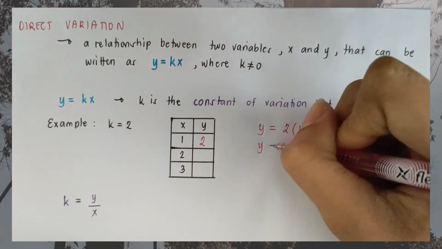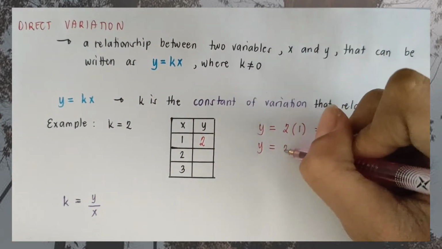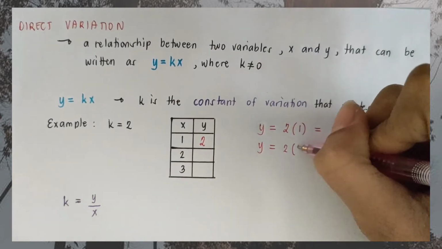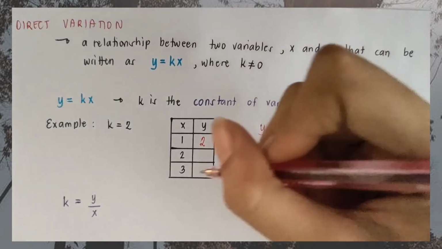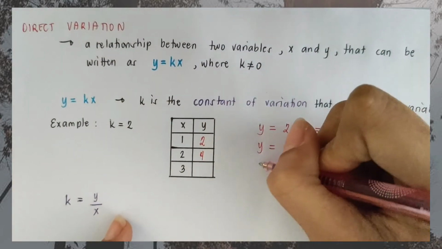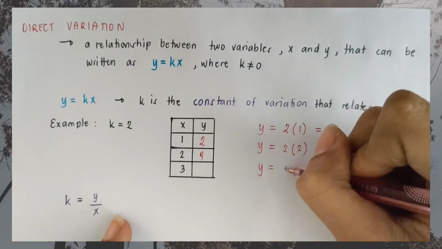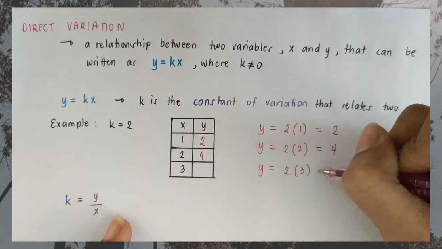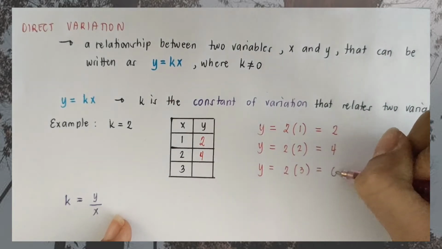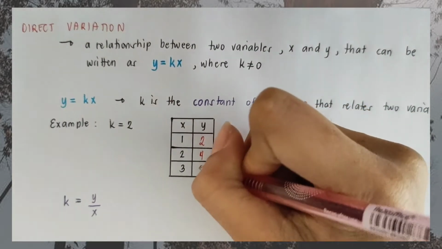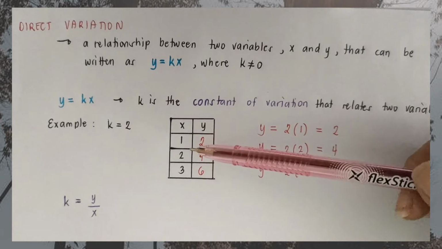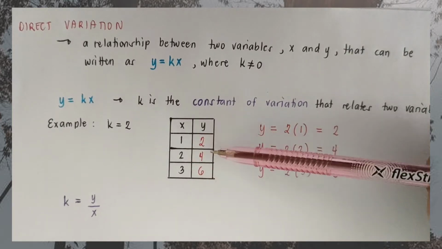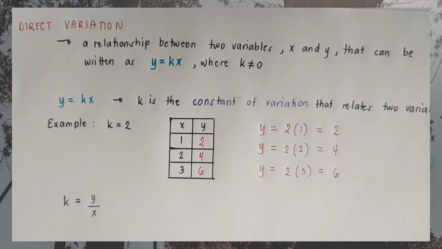Next, y is equal to 2 times your x, which is 2. And then 4 is your y. Third, y is equal to 2 times 3. Your y now is 6. So let us write it on our table. So if you analyze, when your x increases, your y also increases.